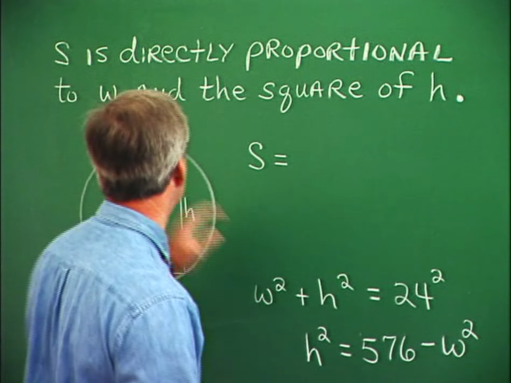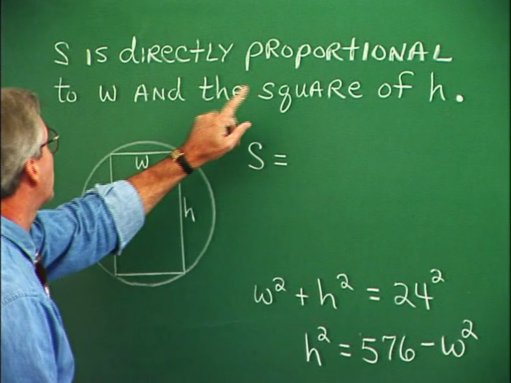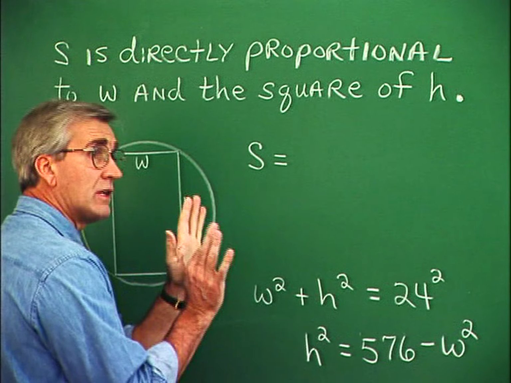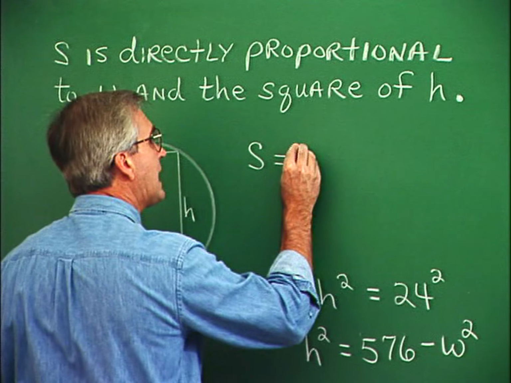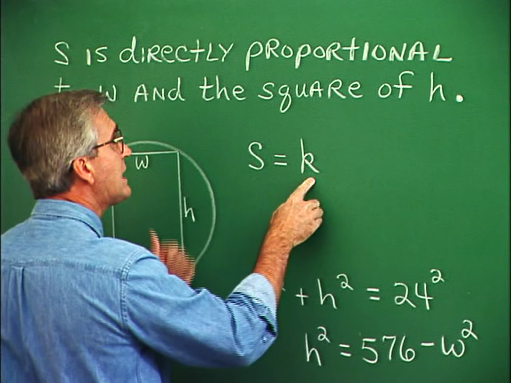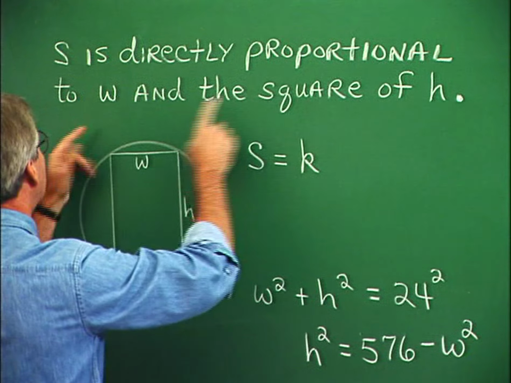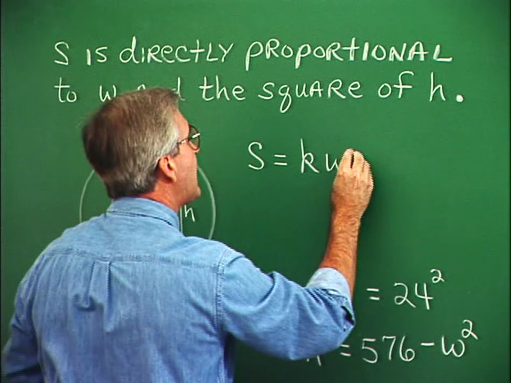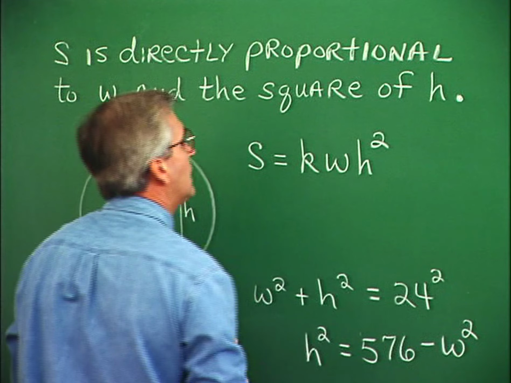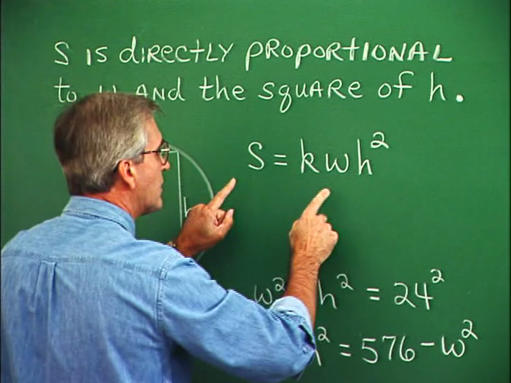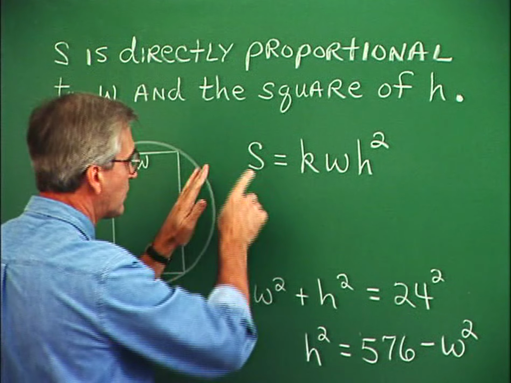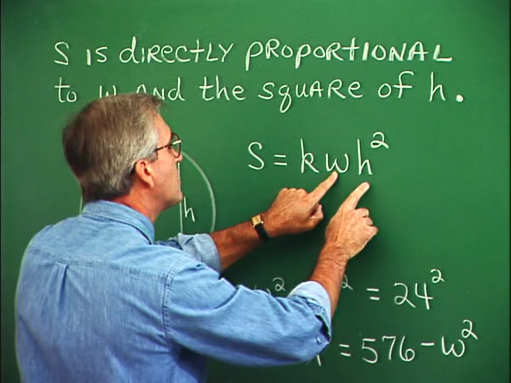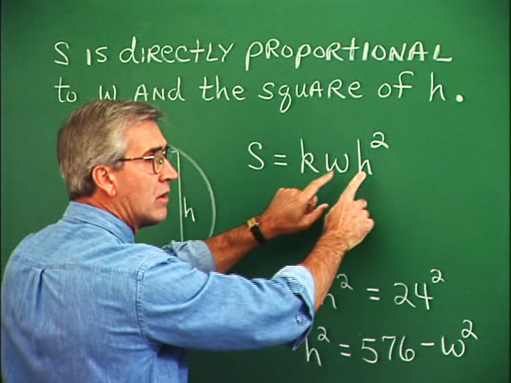Now when the problem says that S, the strength, is directly proportional to w and the square of h, it means that there exists a constant of proportionality k, such that S is equal to k times w, directly proportional to w, times the square of h. So we have this. Now this is our primary function. This is the function we're trying to maximize. We're trying to maximize the value of S. And we need to use information about width and height from our diagram.